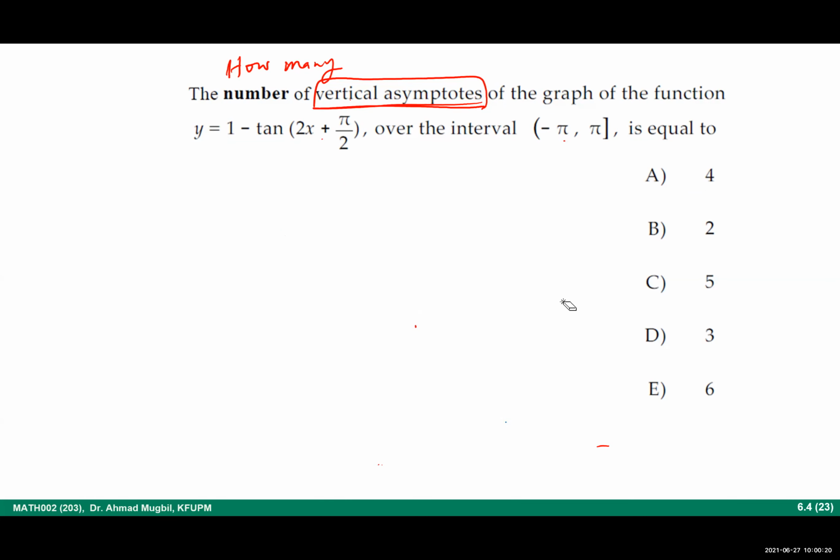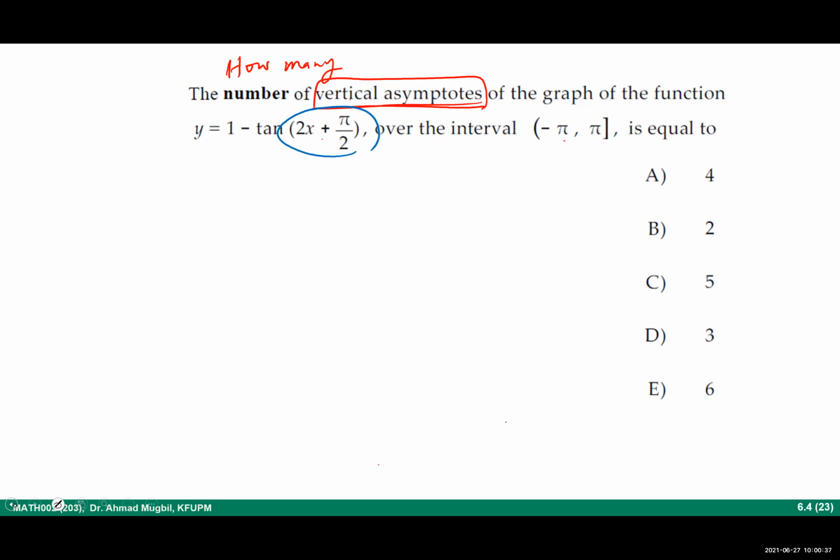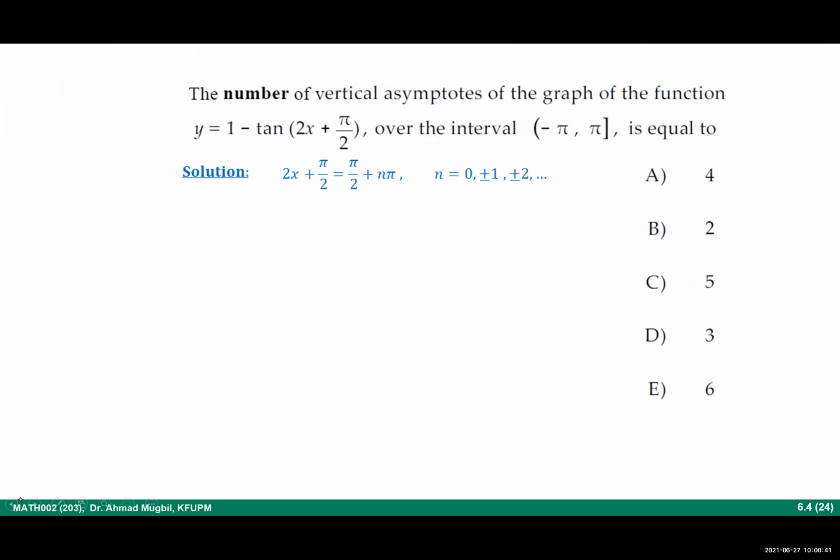You will put the argument between what and what? Sorry, that was the first method. I forgot, we did that in the first method. We put the argument between negative pi over 2 and pi over 2. This is the first method.